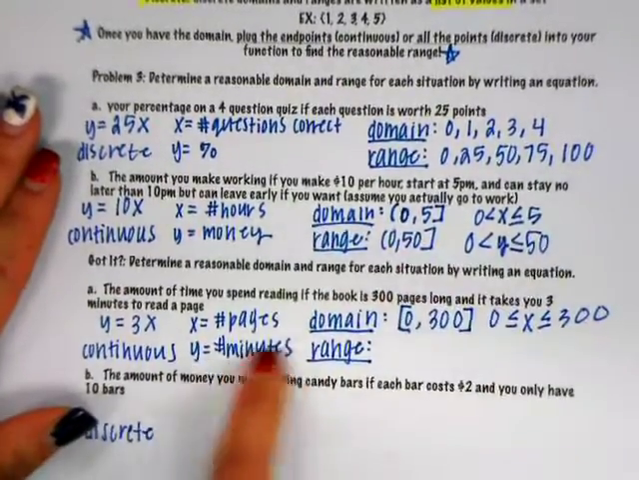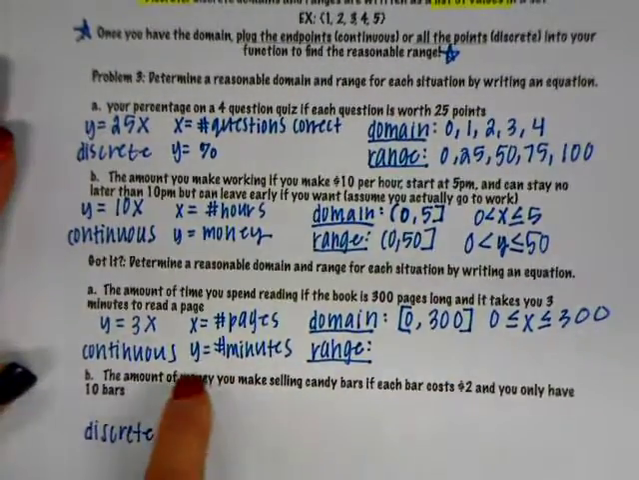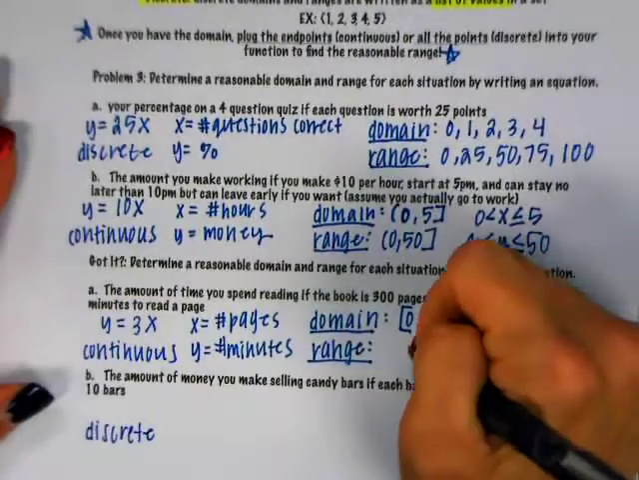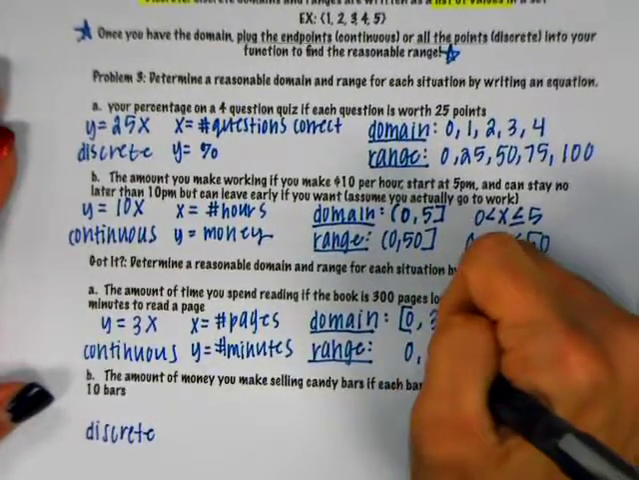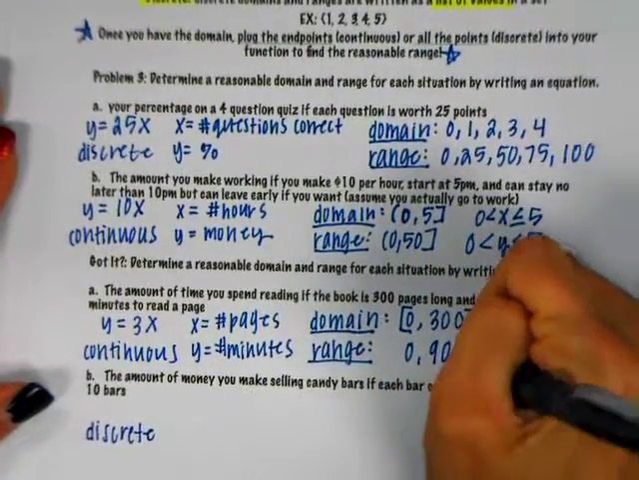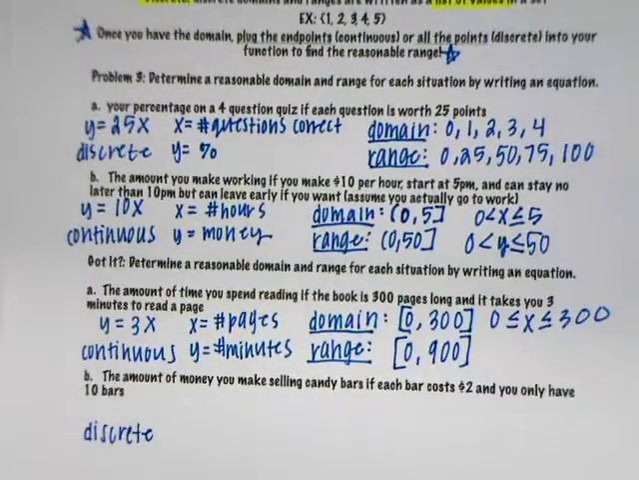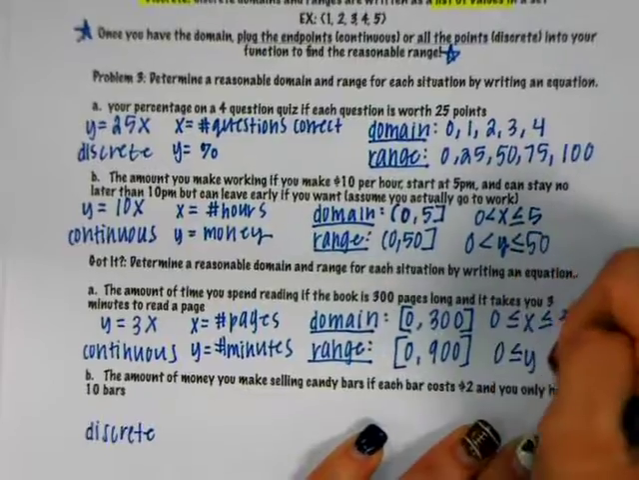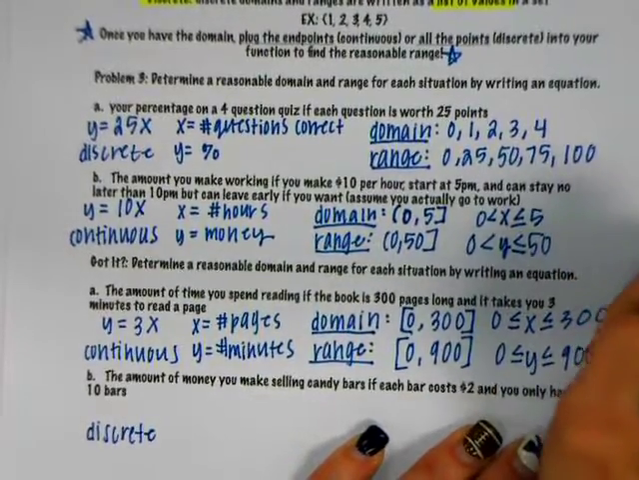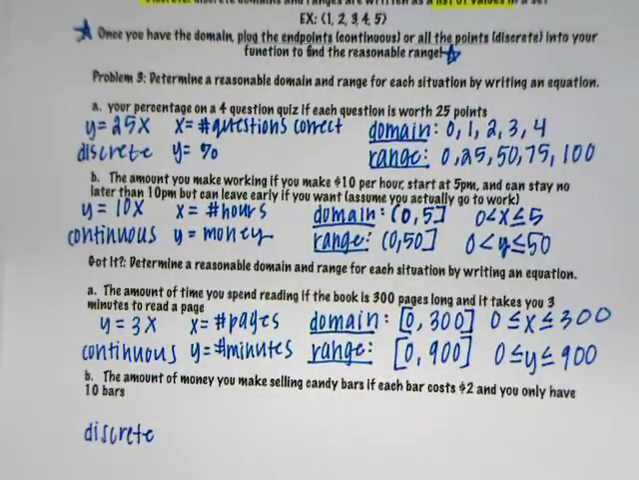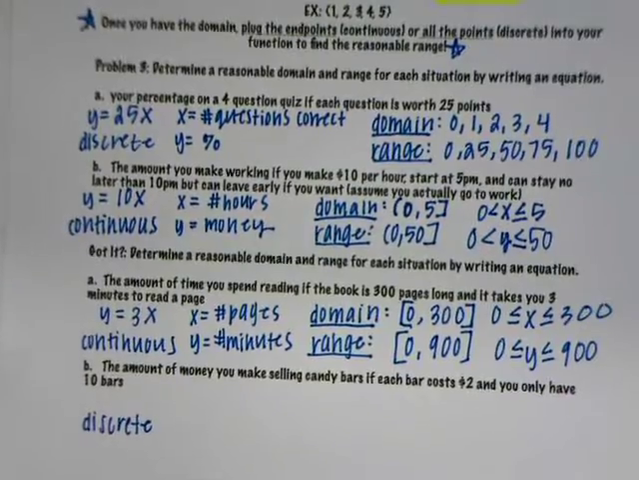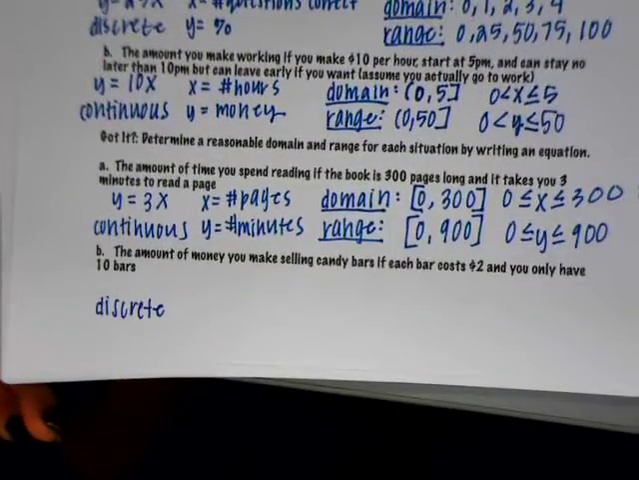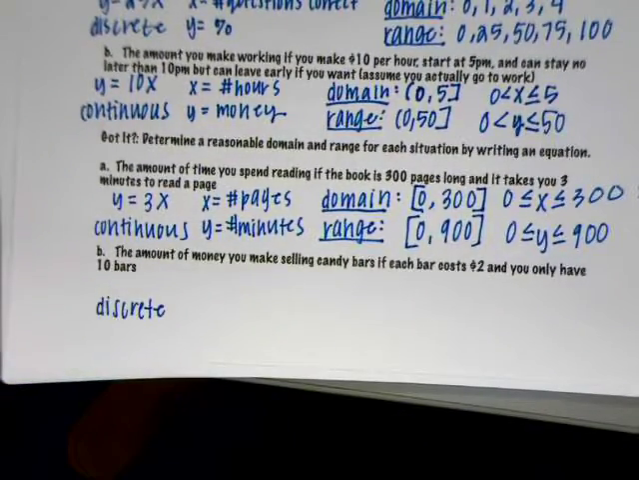And then range is going to be the number of minutes that correspond to those. So what's the smallest amount of minutes I could read? 0 to what? 900. Yeah. Because it's 3 minutes per page. And make sure you change that to y whenever you do range. Okay, any questions on that one?